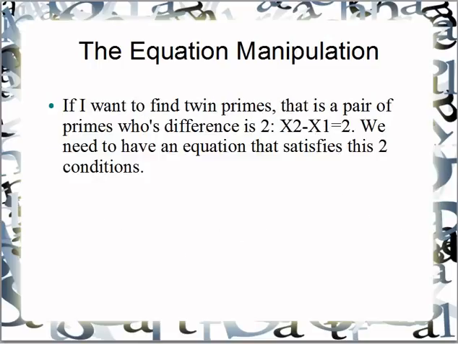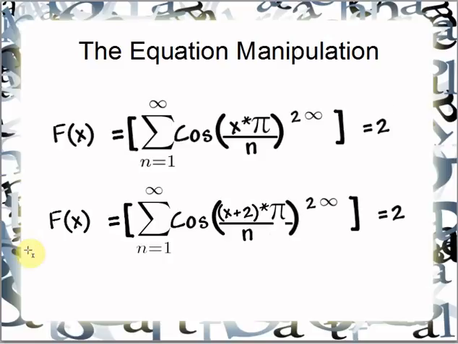Now, if I want to find twin primes, that is a pair of prime numbers whose difference is 2, that is, the second prime minus the first prime is 2. So 5 and 7 will be a pair of twin primes, since 7 minus 5 is 2. That is, the distance between the primes is 2. We could do some simple math to arrive at that equation.